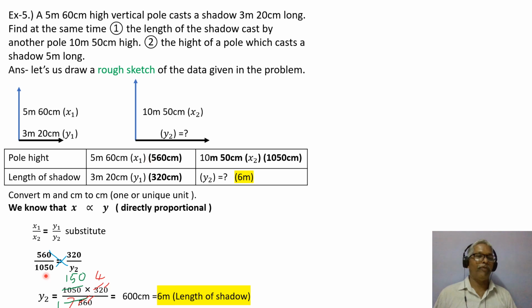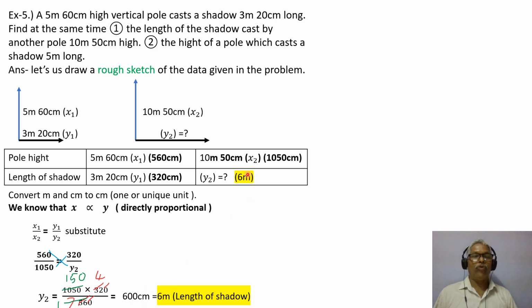So this is 560, x2 is 1050, equal to 320, and y2 which we have to find out. Cross multiply: 320 should be multiplied with 1050, and 560 should come down. After solving this, we get 600 centimeters, that is 6 meters, the length of the shadow. So we have converted these centimeters into meters again.